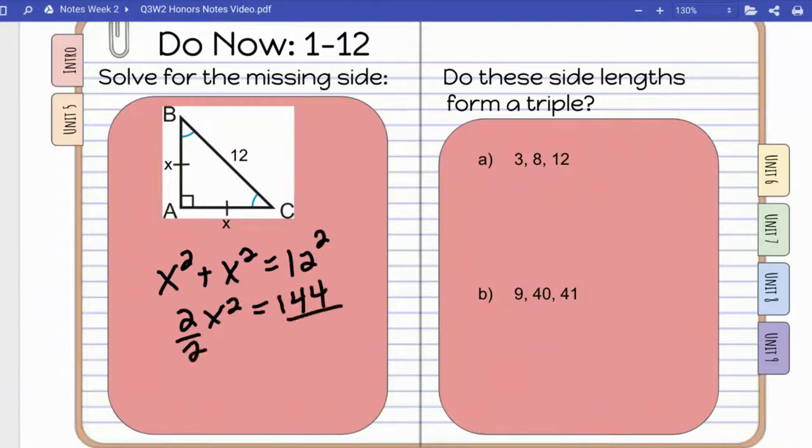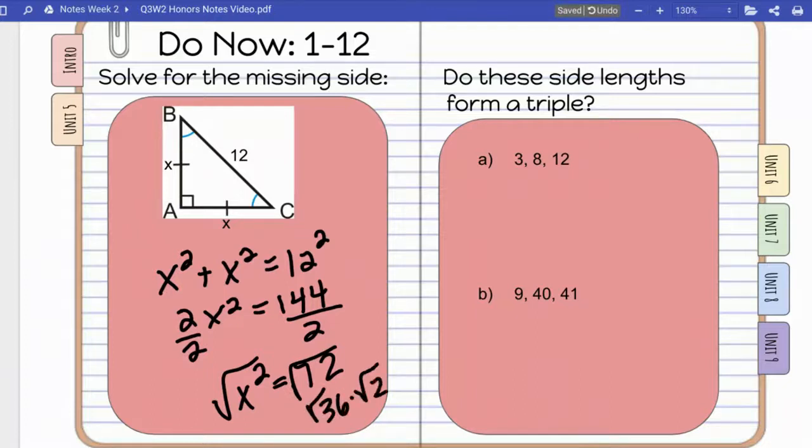Divide by 2 on both sides. x squared equals 72. Take the square root of both sides. And this is the square root of 36 times the square root of 2. So we get 6 square roots of 2.